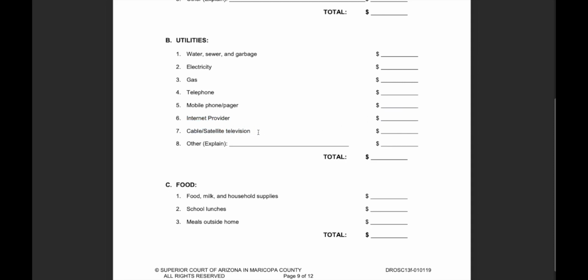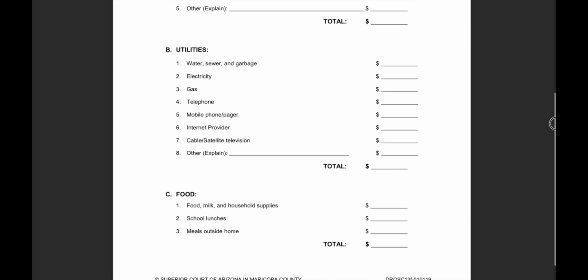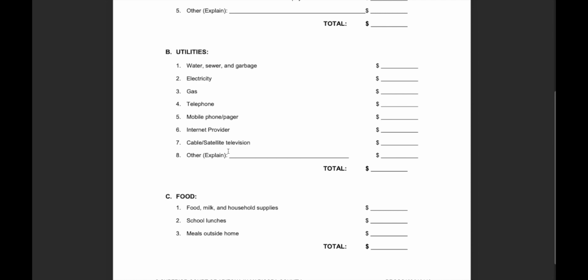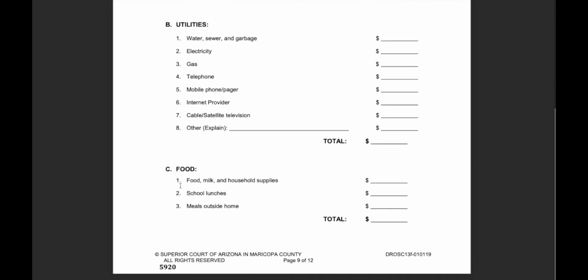Cable, satellite, and television. Oftentimes people do not have cable anymore, so you're going to indicate 0, but on this line here, if you have Netflix or Hulu, you're going to explain what that is and the amount that you pay each month. Again, totaling up just section B of these lines and the amounts indicated up above for monthly total. Food. This gets to be tricky.